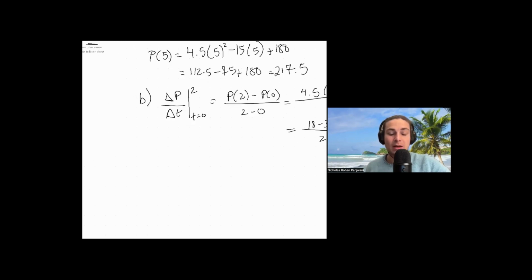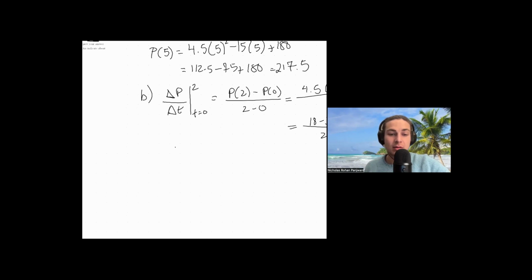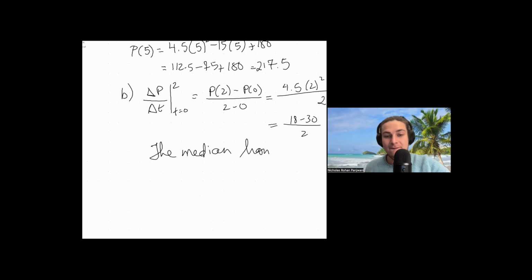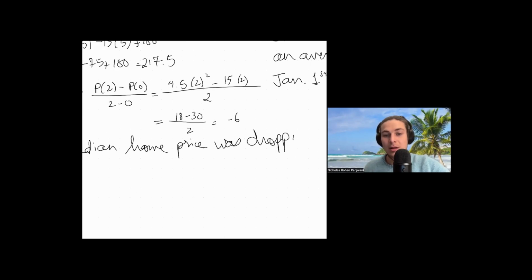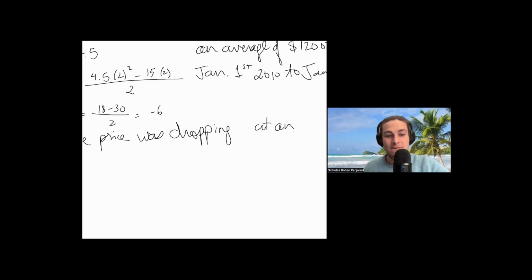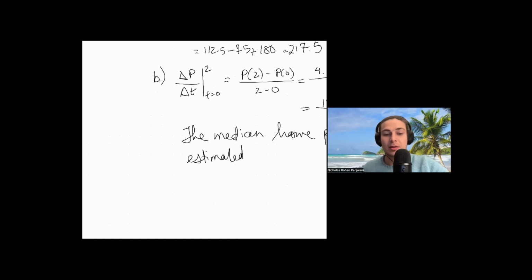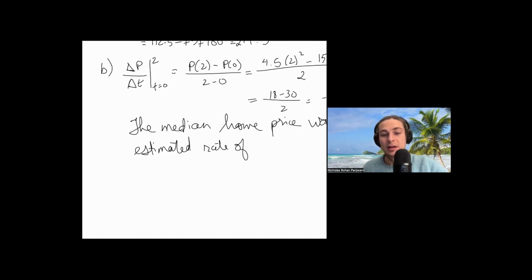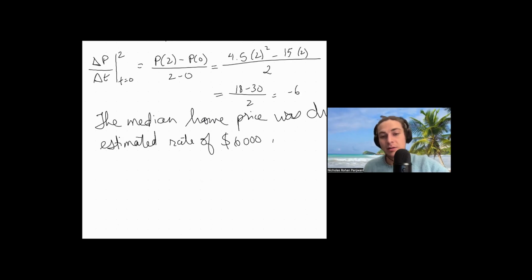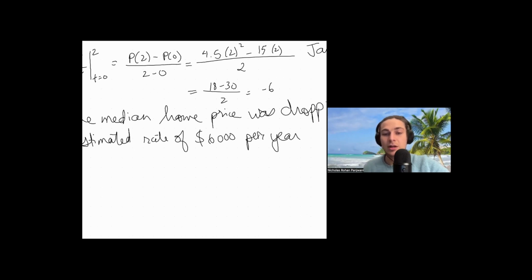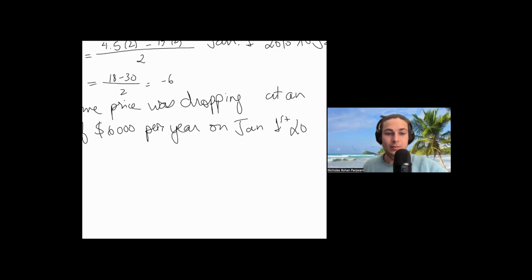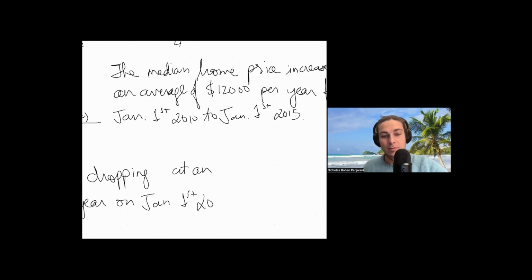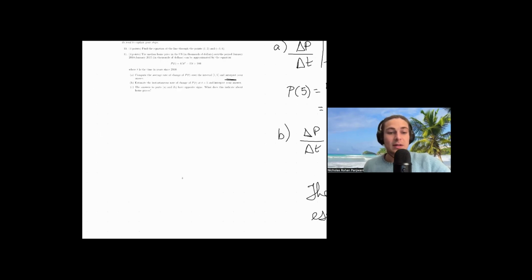Interpret your answer. The median home price was dropping at an estimated rate of $6,000 per year on January 1st, 2011. Boom. What does this indicate about home prices?